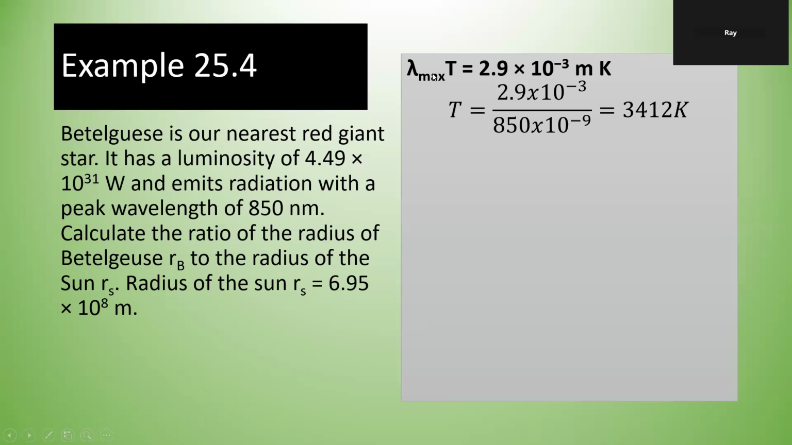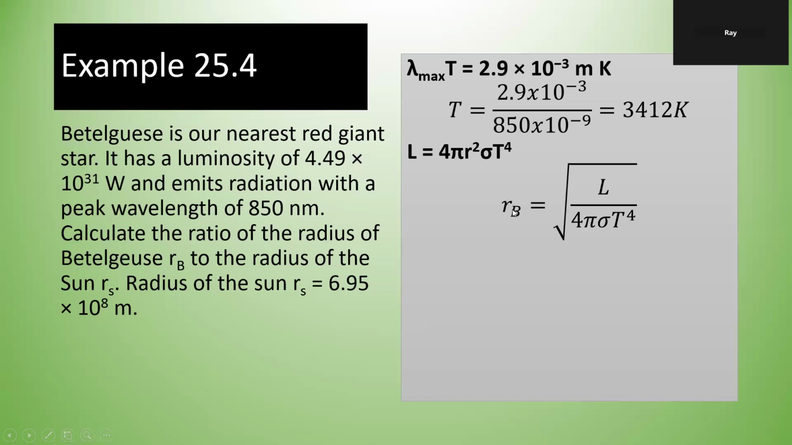Take lambda max down, then convert everything to SI units. The constant is 2.9 × 10 to the power minus 3. Lambda max, change it to SI units. Calculate it out, and use the luminosity formula, the Stefan-Boltzmann formula. Right? The subject R is a radius, not distance.